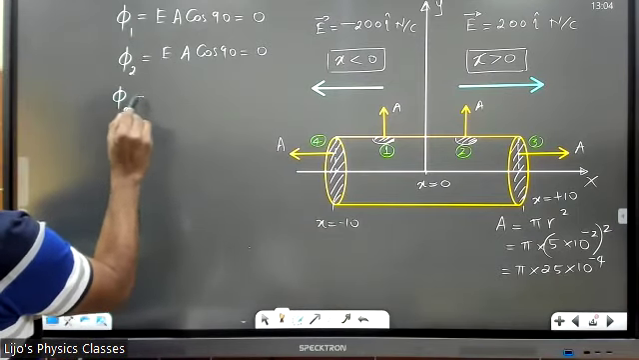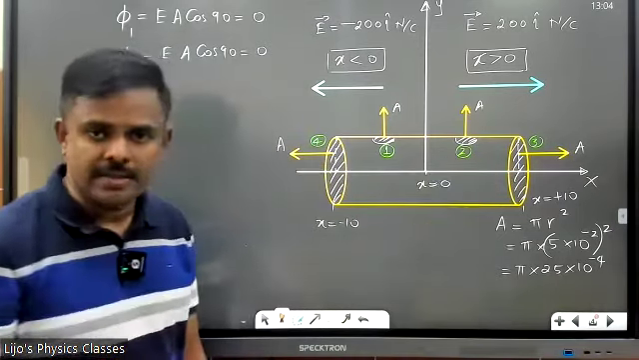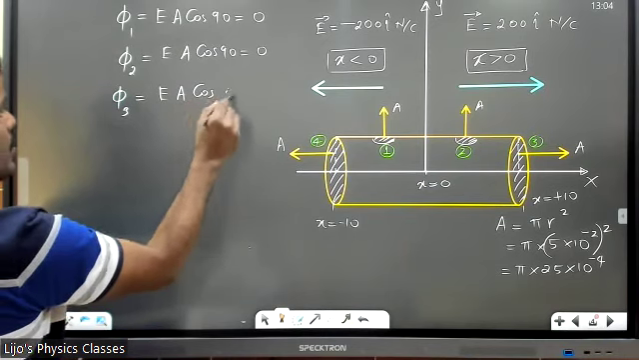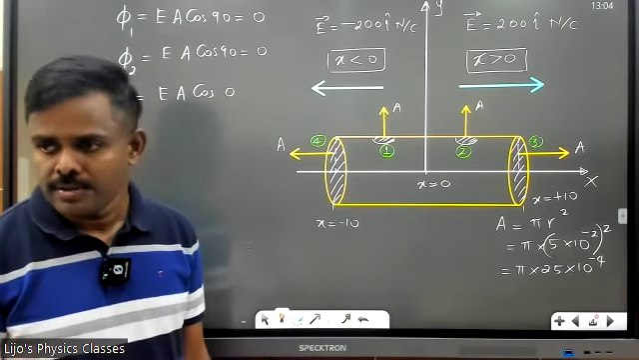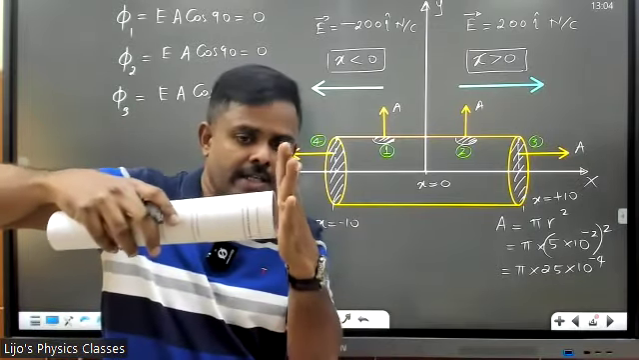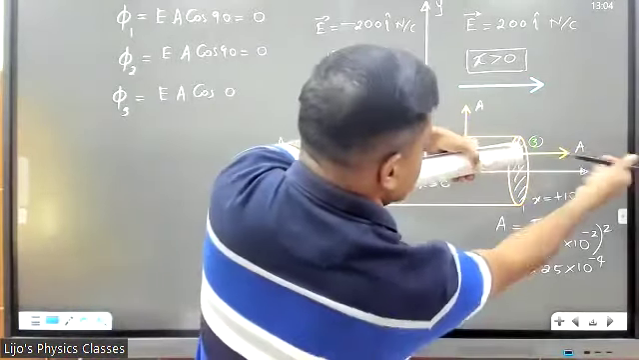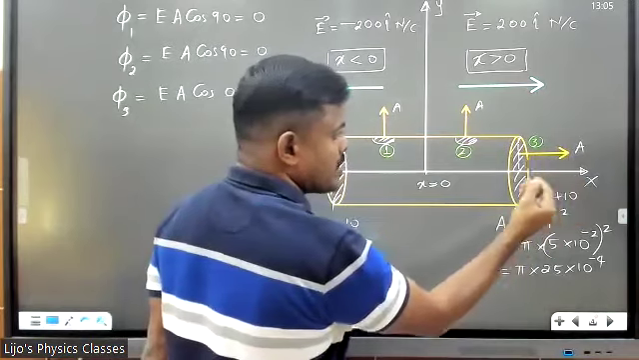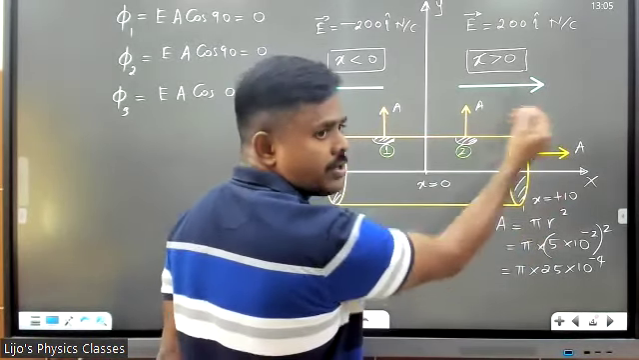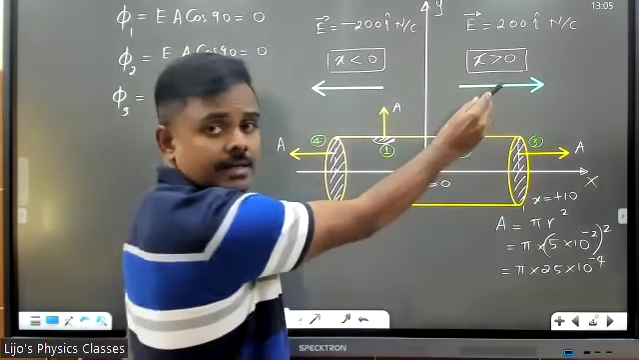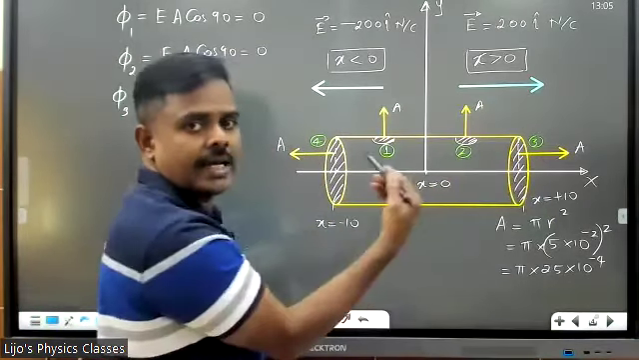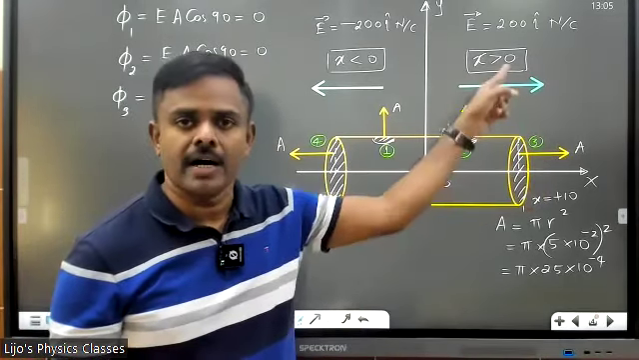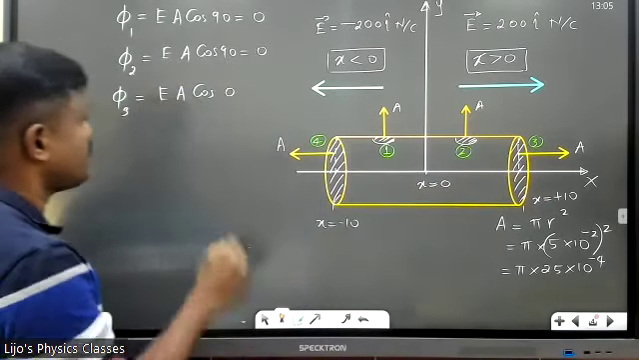Now, how about the third one? Third surface is the right circle, right? Tell me how you take it. E into A into cos of 0. Tell me why it is 0. Because if you look at the right surface, area vector is rightward. Electric field is also rightward. The yellow vector is to the right. The green vector is also to the right. Both the electric field and the area vector are in the same direction. So theta will be what?